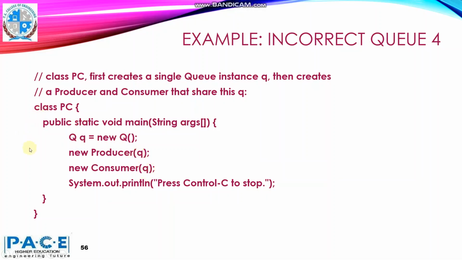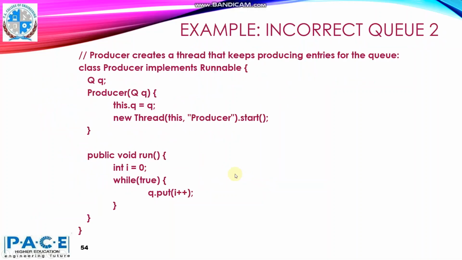Okay. So just recall, when we create the producer thread, what will the producer do? It will take the queue. So I am going to the producer class, right? What does the producer do if the producer thread is created, right?